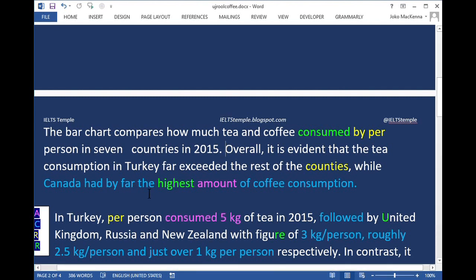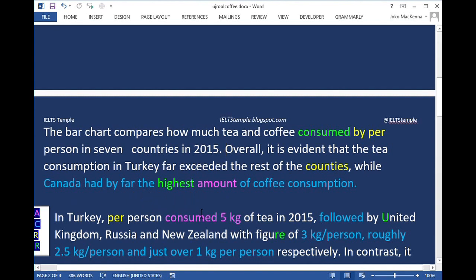Okay, the highest amount of coffee. Now, I would recommend you use the word greatest, okay, instead of highest. And amount. Well, what does amount mean? Amount means the total amount, the total. How much coffee did Canada, not the people, but Canada, have? While Canada had by far.